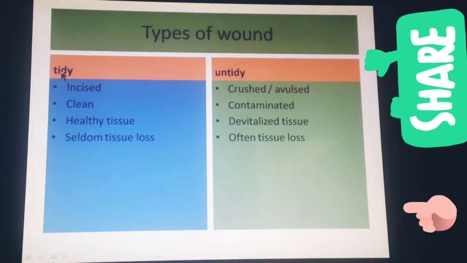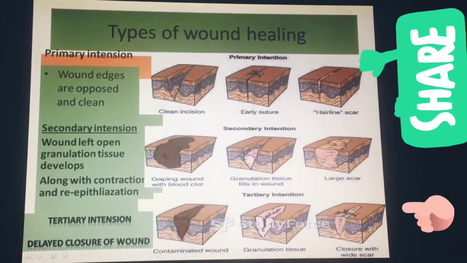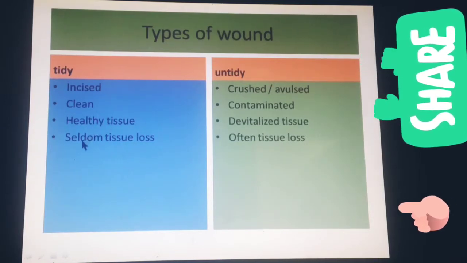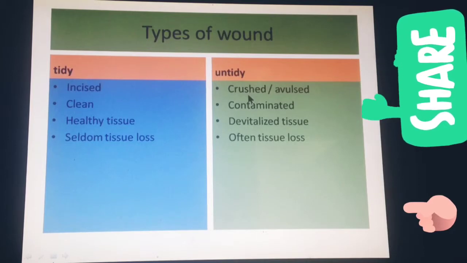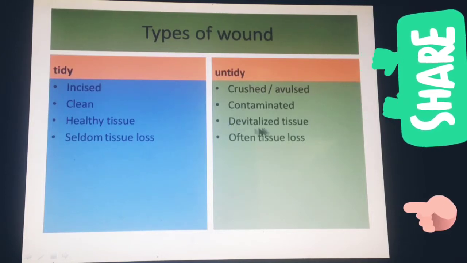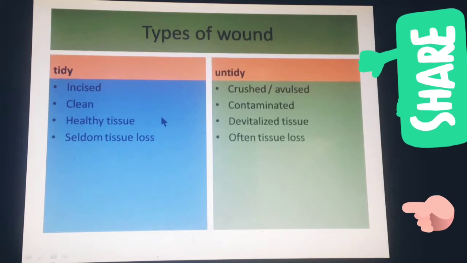Now the types of wounds. There are basically two types of wounds. It can be tidy or untidy. Tidy wounds are those wounds which are incised, which we have seen here, and they are clean, they have healthy tissue, and there is seldom tissue loss. Whereas the untidy wounds are those wounds which are formed due to crush injury or avulsions. These wounds are contaminated, have foreign bodies, their surrounding tissue is devitalized, and there is often tissue loss.